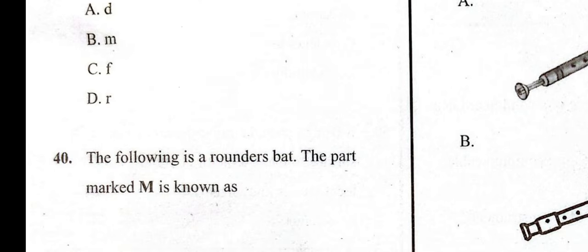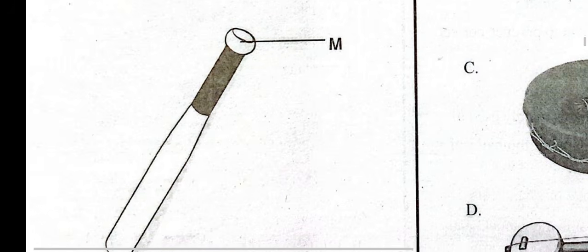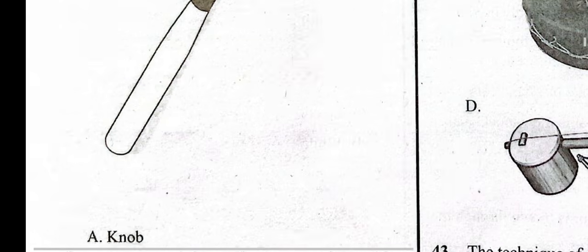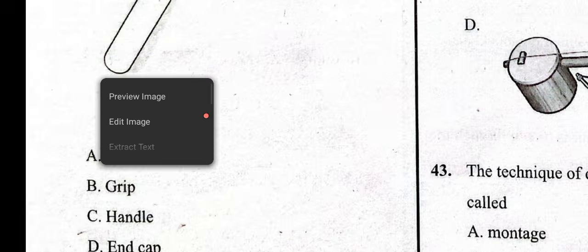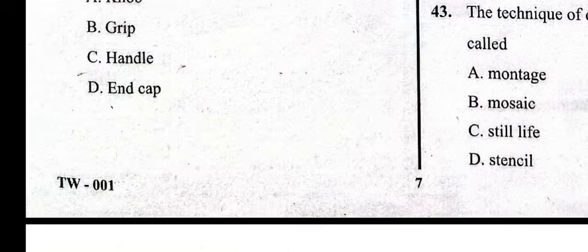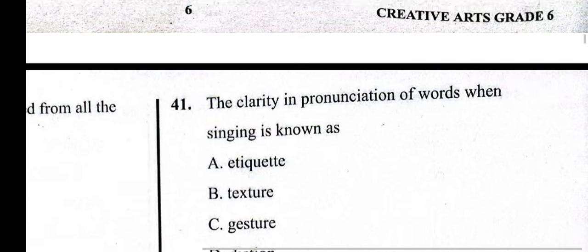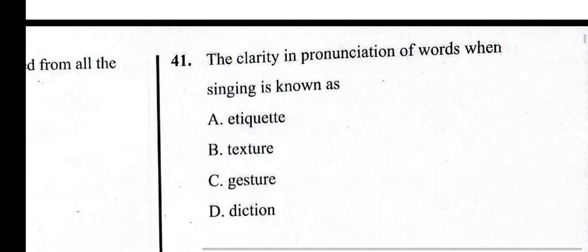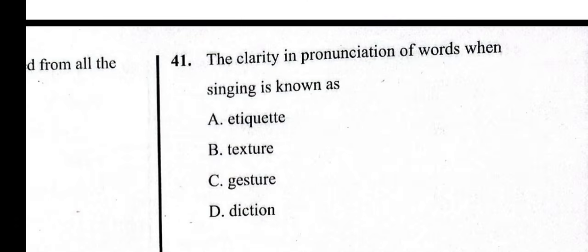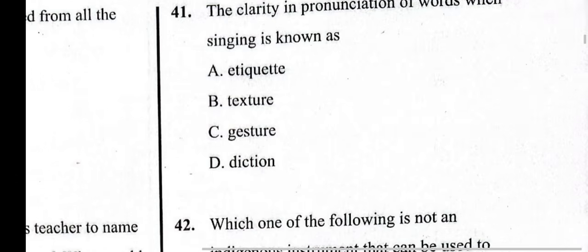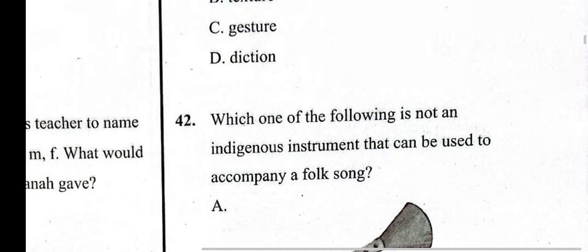The following is a part of a bat, but the part marked M. Can you look closely at the part marked M? If you can guess or say that is a knob, the correct answer is A, a knob. We have also other parts of a bat, and I think in one of the lessons I'll teach about parts of the bat, yeah? Then clarity in pronunciation of words when singing is known as, that one is diction, correct pronunciation and articulation of words, which is choice D.